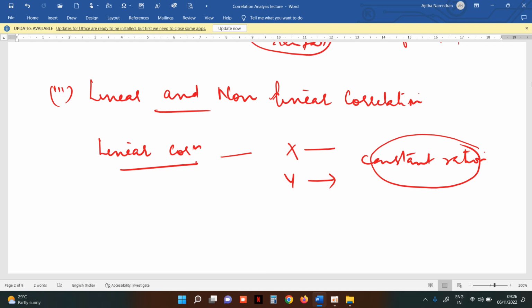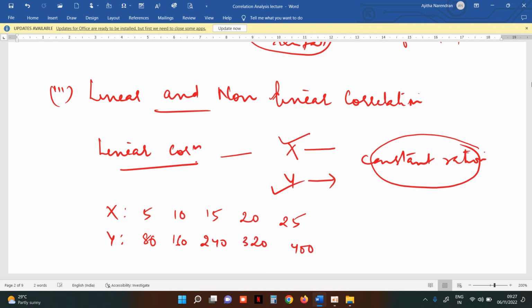Simply, we can say that if the amount of change in one variable, for example x, bears a constant change in the amount of change in the other variable, y, it is linear. For example, take 5, 10, 15, 20, 25. Likewise, 80, 160, 240. You can see there is a constant ratio on the basis of which it is changing. When there is a constant ratio, this is known as linear correlation.